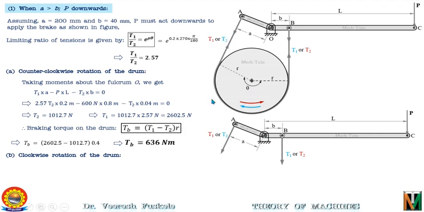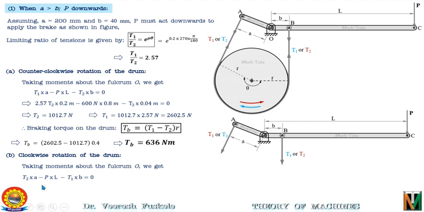So taking the moments about the fulcrum point in this free body diagram of the lever, we have T2 will rotate the lever in the anti-clockwise direction, so the moment will be positive and the magnitude will be T2 into A. Force P will rotate the lever in the clockwise direction, so the moment will be negative with the magnitude P into L, and similarly T1 will also be a negative moment with magnitude T1 into B. So we have the moment equation as T2 into A minus P into L minus T1 into B is equal to 0. So T2 is the positive moment and P and T1 will have the negative moments.